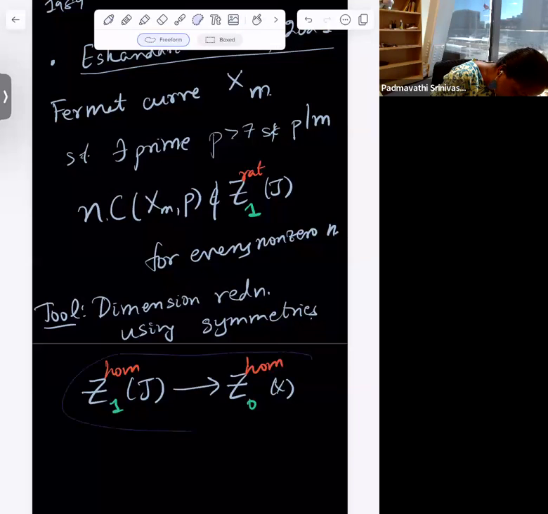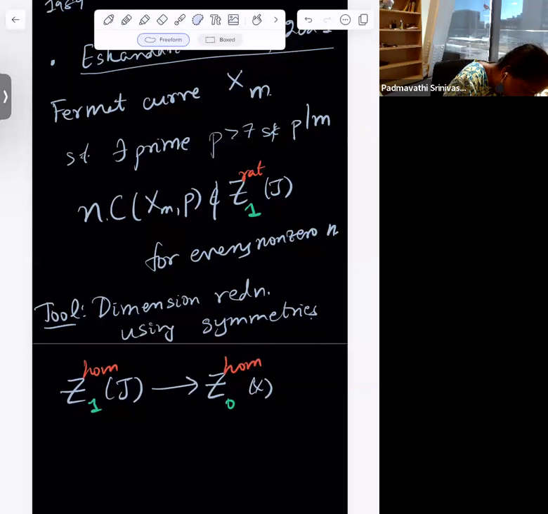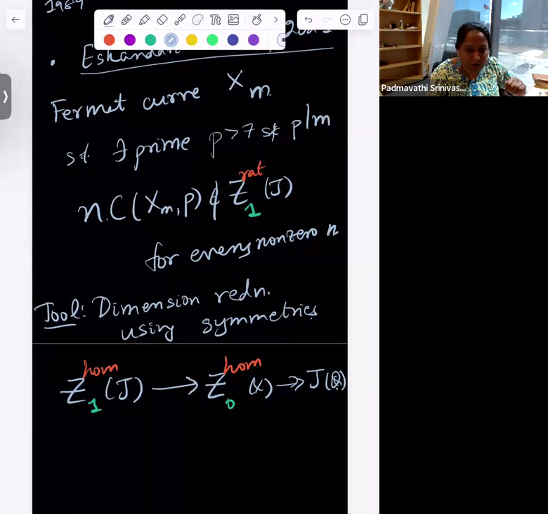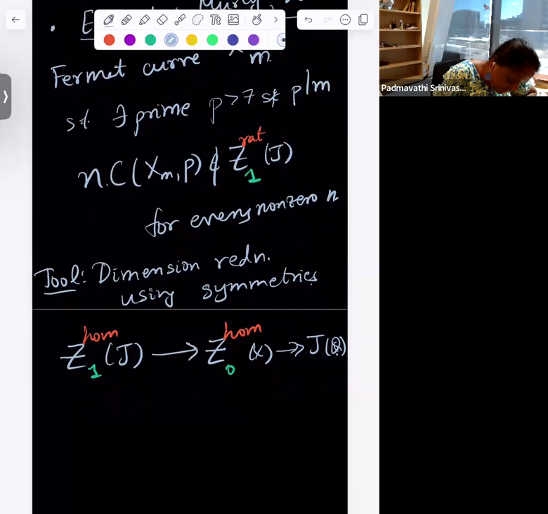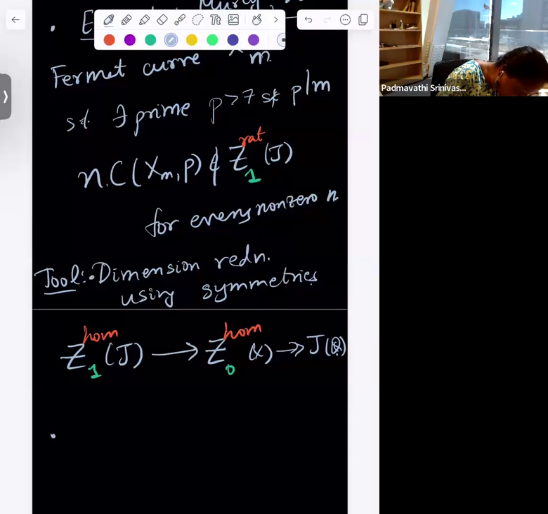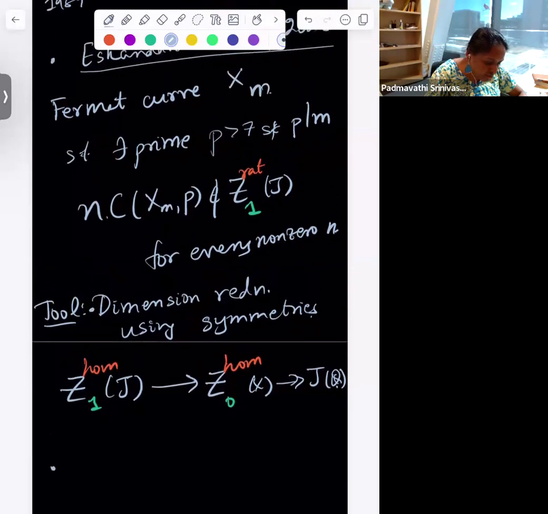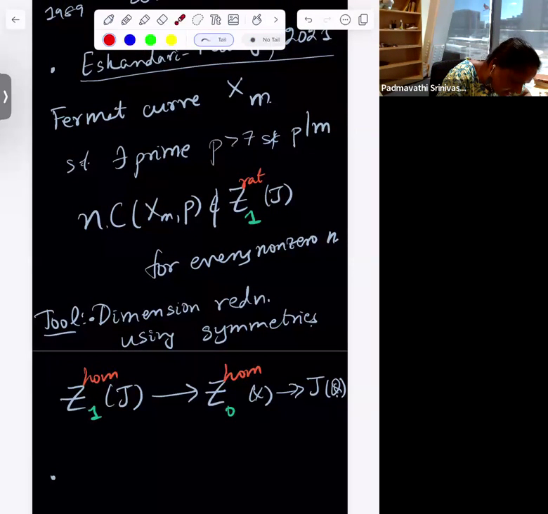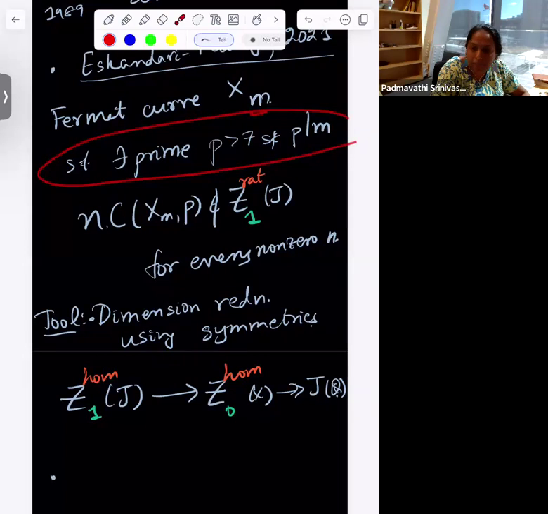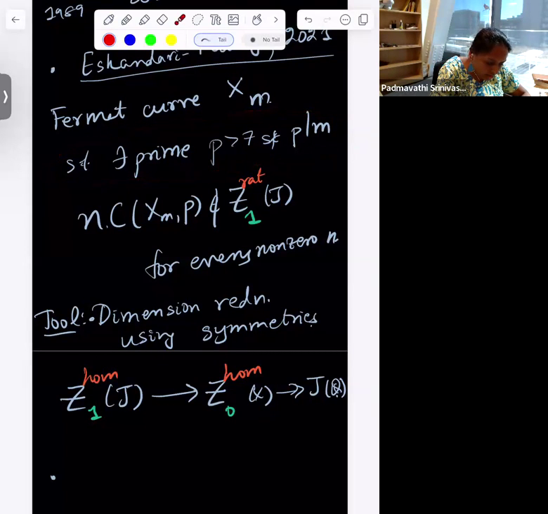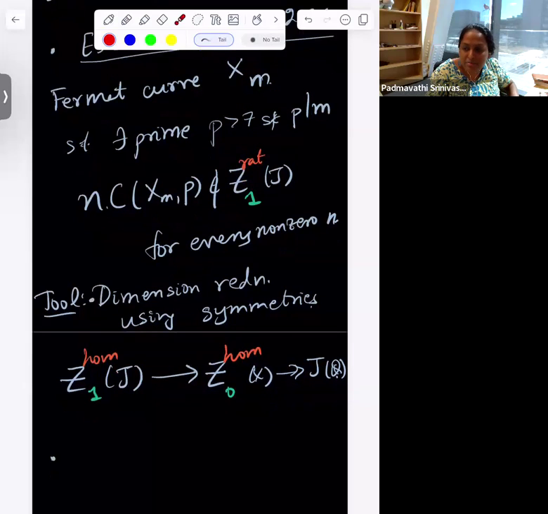We have a name for this: this maps to points on the Jacobian, right? And actually the Ceresa cycle maps to a rational point on the Jacobian. And this is one of their tools. This is just geometry of the Fermat curve. But the second tool, you might see I have some hypothesis here on primes dividing this m. The way this plays a role is that we know a lot about the arithmetic of Fermat curves.